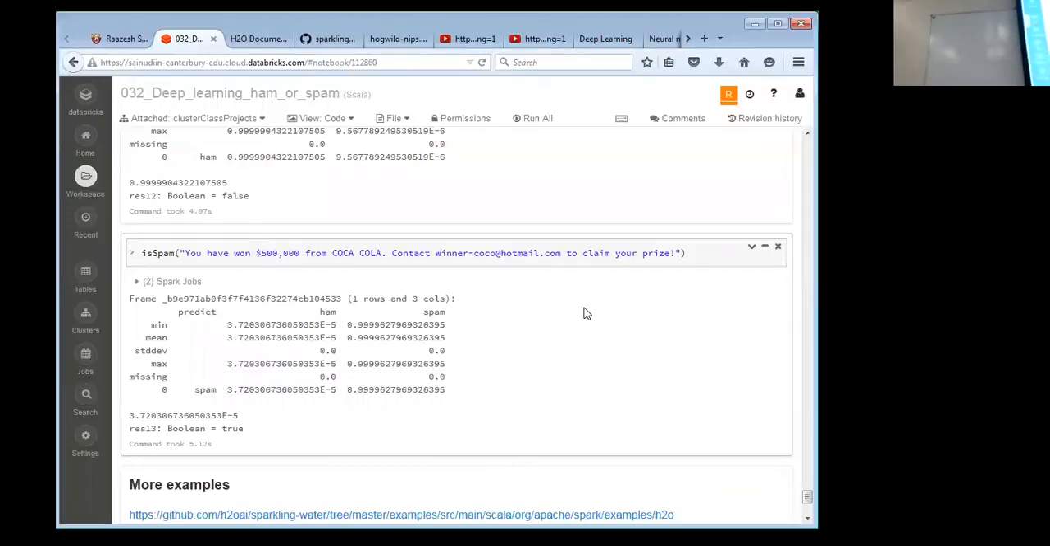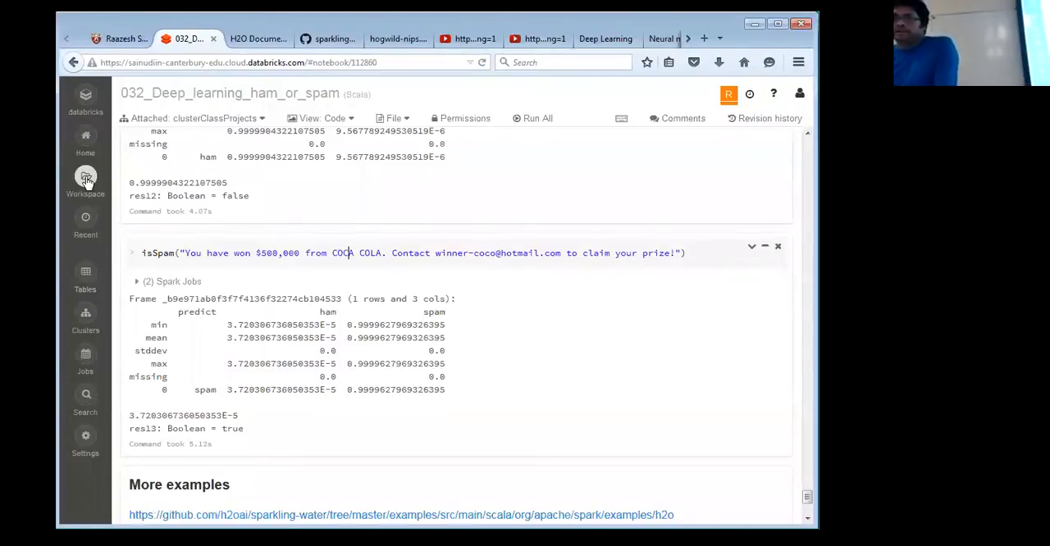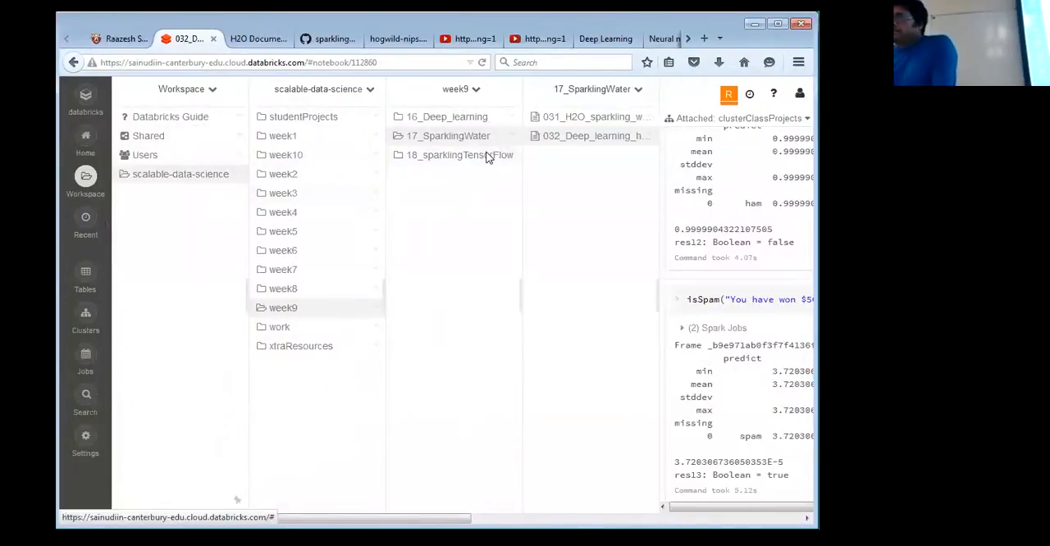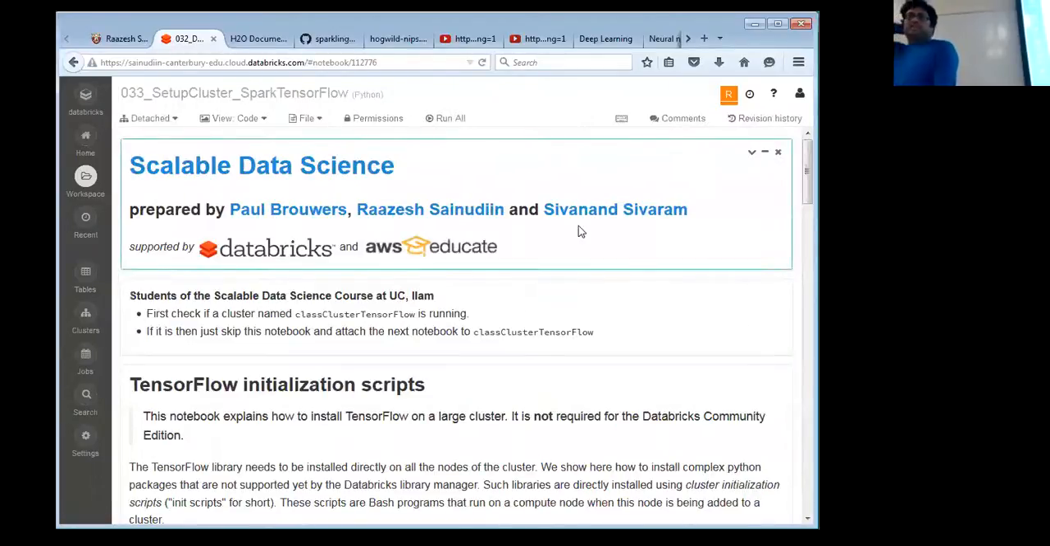Since we're running out of time, I'm going to zip through TensorFlow in a hurry, and then let you read about TensorFlow on your own. With TensorFlow, we need to first set up the Spark cluster, right? Because TensorFlow is in Python. It's Google's library. We will watch a quick video about it. And then you need to set up the Spark cluster for TensorFlow.